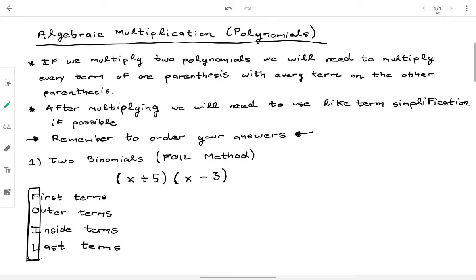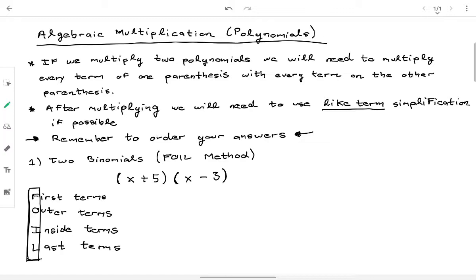Every term of the first parenthesis will be multiplied by every term on the second parenthesis. After we multiply, we will need to use like term simplification. Remember, like terms are those that have the same letters and powers. So we will do like term simplification if possible. And at the end, we will need to order our answers with the rules of criteria for this specific course.